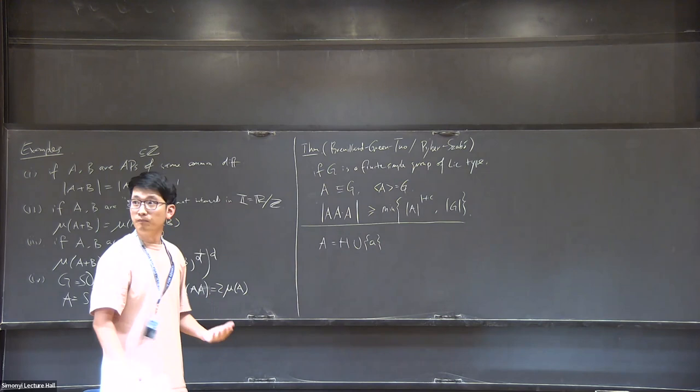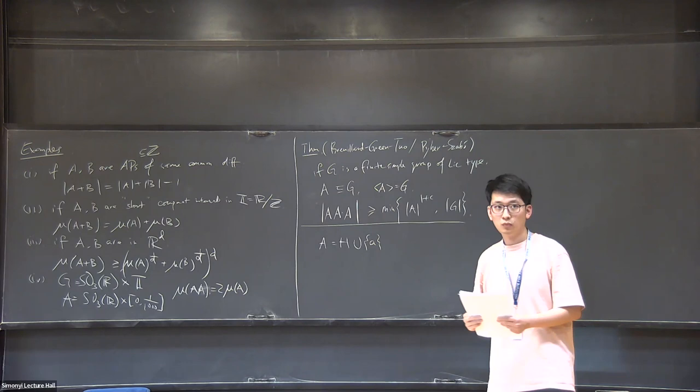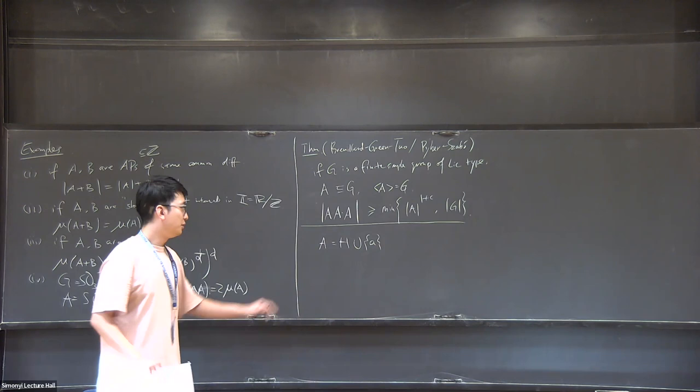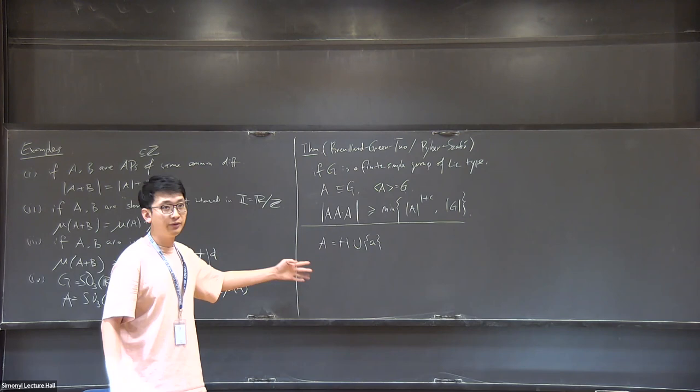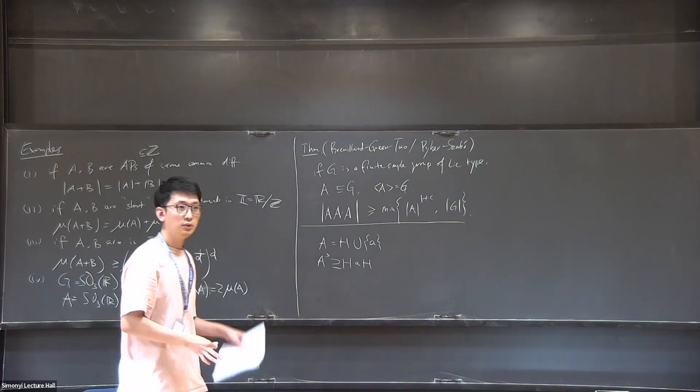I think the first person to understand this was Helfgott. Yes, you should mention that. Yes, that's where the three came from. Yeah, so the first result was obtained by Helfgott for SL2(F_p). So here, if you have A as the union of H and a point, then A squared may be small, but A cubed will be very large. So A cubed will contain HAH, and this usually will be very large when H is not normal.